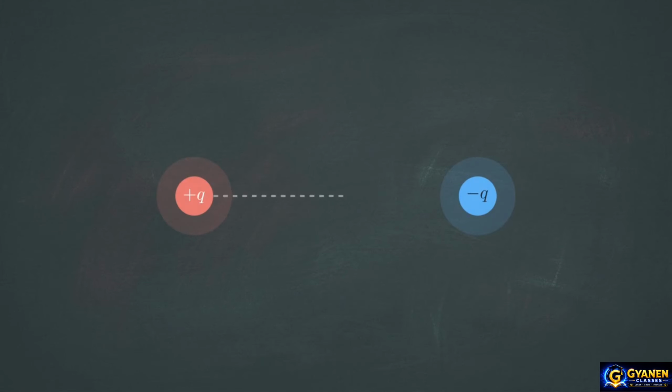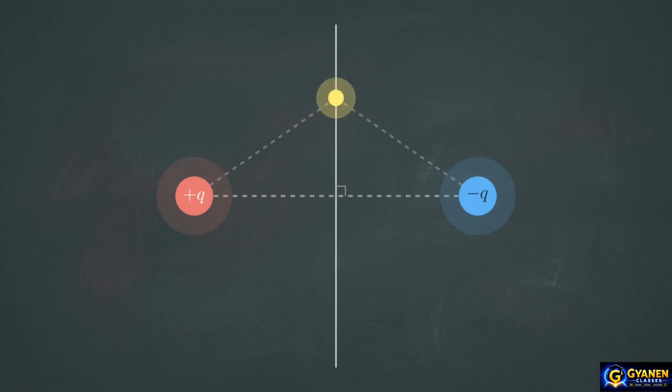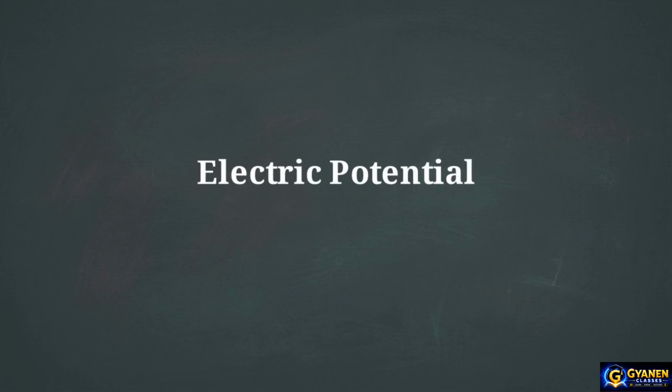Look at the exact equator of an electric dipole. Here, the electric field is actively pushing charges, yet the electric potential is exactly zero. To understand why, we need to define what potential actually is, the work done per unit charge.